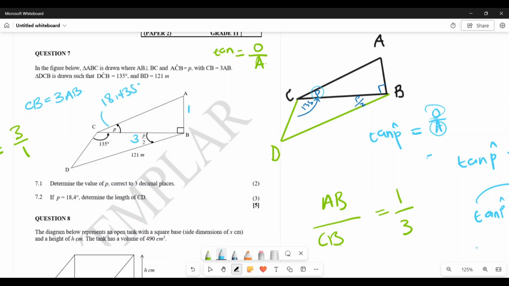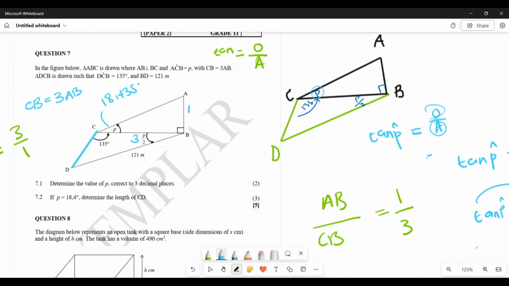Or if you want to round off to 2 decimal places, it's going to be 18,44 degrees. Right. Now, here they're telling us that if P is 18,4, determine the length of CD. Right. So let me try and make note of that here. Where's my CD? First, let me identify my CD. Right. This is the length of CD.